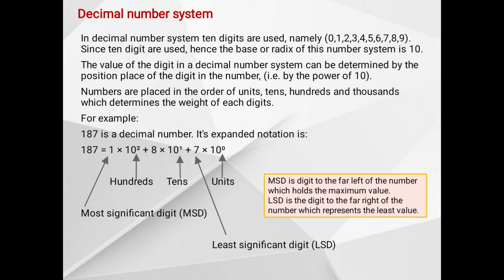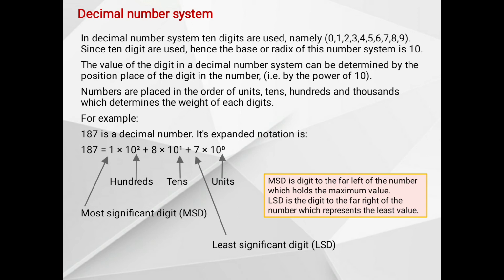So the weight of 1 is determined by 10 to the power 2, that is 100, right? In the same case, 8 is in the tens place, so 8 into 10 is equivalent to 80. And 1 into 10 to the power 2, which is equivalent to 1 into 100, is 100. And the same case, 7 into 10 to the power 0 is 7 into 1, which is 7.